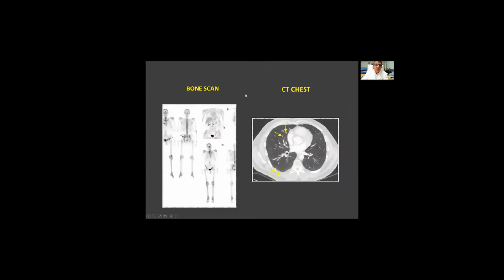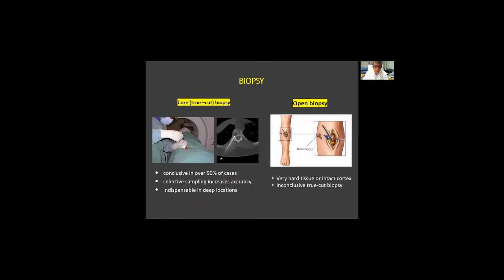After doing the local imaging, we go for the systemic imaging to look for distant metastasis. As we discussed before, the most common sites of metastasis are the lung and bone. This is why we do a CT chest and bone scan to detect these lesions. Finally, before starting treatment, we should confirm the diagnosis of osteosarcoma, even if we are sure radiographically that this is an osteosarcoma.